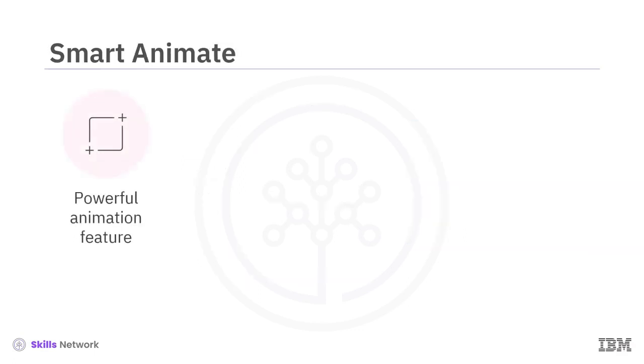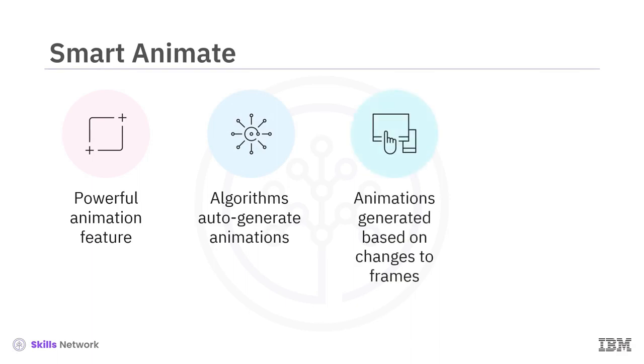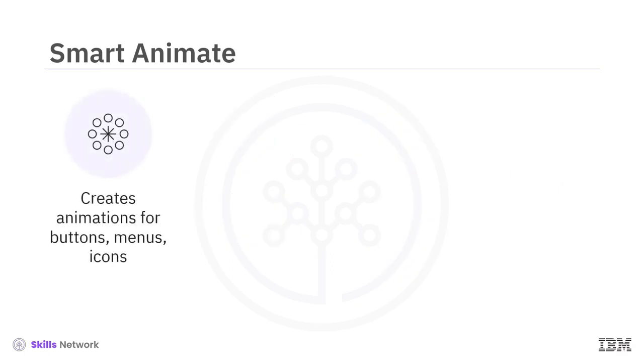Smart Animate is a powerful animation feature in Figma that allows the creation of smooth, dynamic transitions between frames. Smart Animate uses algorithms to generate animations based on the changes made between frames automatically. Smart Animate saves time and effort compared to manually creating animations frame by frame. Use Smart Animate to create animations for UI elements, such as buttons, menus, and icons.